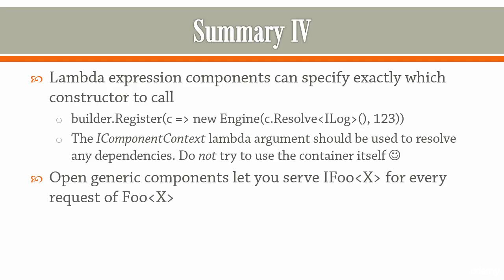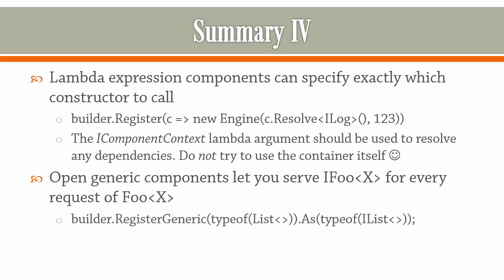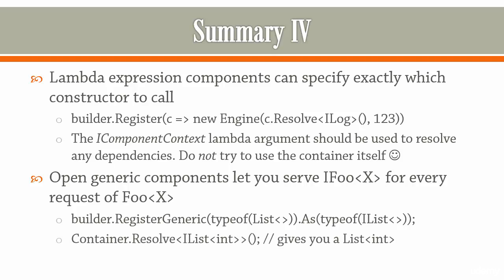Now, in addition, the last thing that we mentioned is open generic components that let you serve a particular service, a generic service with a type X for every request of any particular concrete type X or foo of X as the case may be. So for example, we can register a type of list to fulfill requests for the iList service, and then whenever anybody asks, for example, for an iList event, they're going to get a list event.